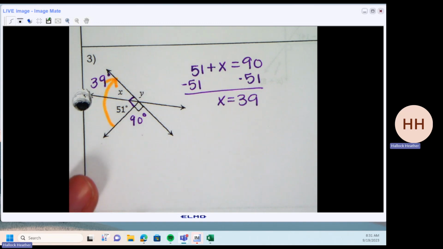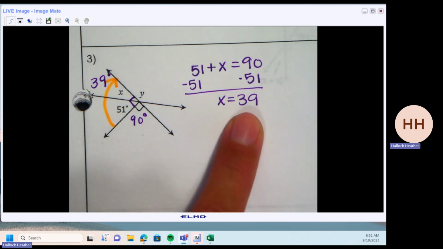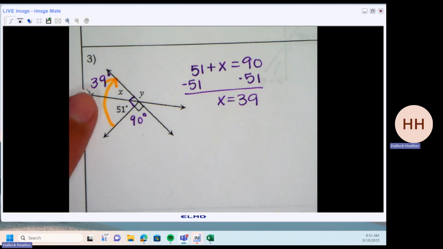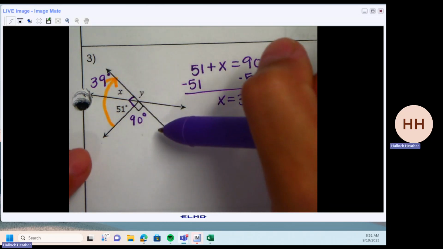So if that's 39, now I put that in my picture. Whatever you find, put it in your picture because it's going to help you find the next variable. So now what could I maybe do to help me find Y? Add to what? Good. So I have 90 and 51.